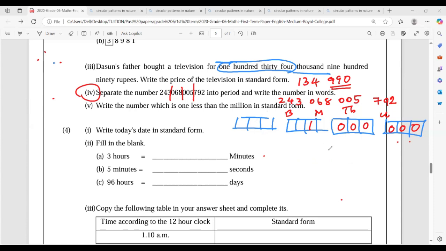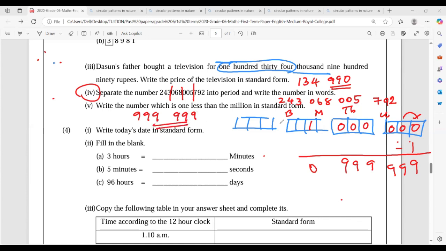So you have to write 1 less than 1 million. If you subtract 1 from here, this will be 10, and 10 minus 1 is 9, and this is also 9, and this is also 9. This is 9, this is 9, this is 9, and this is 0. So it will be 999,999. This is the standard form of the number which is 1 less than 1 million.